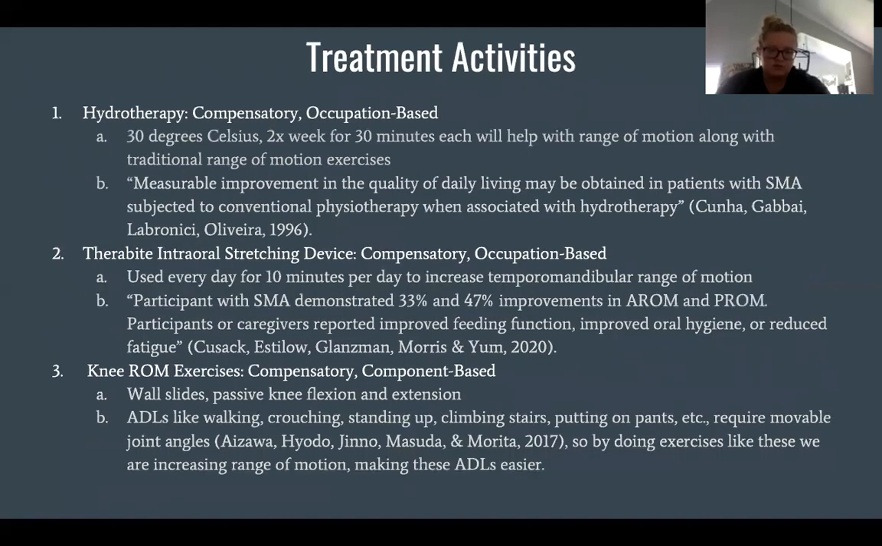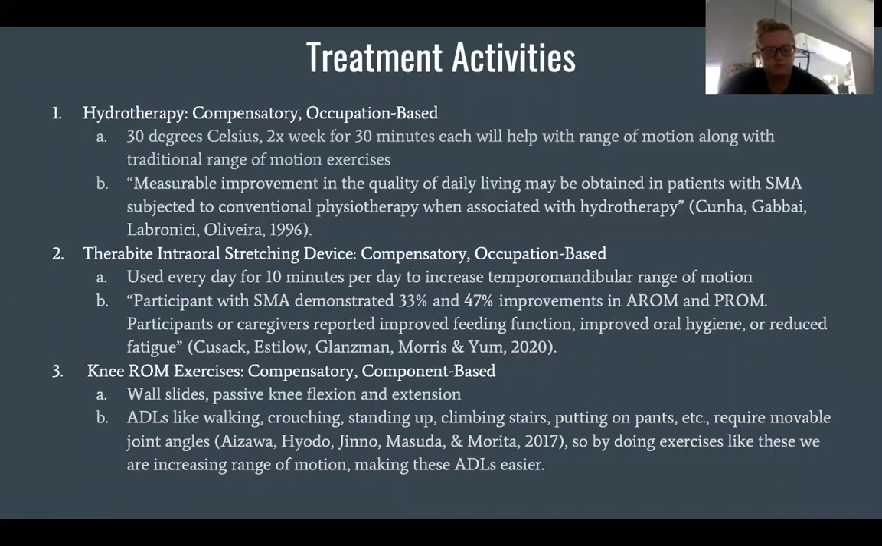So how are we going to achieve that therapy goal? When Greta and I were looking for different treatment activities, we found it was somewhat difficult to find some because, as this is a degenerative disease, we need to find compensatory treatment interventions. So we found a few articles. One of them was hydrotherapy. And so basically we immerse the child in 30 degrees Celsius water 2 times a week, 30 minutes each. And this is going to help with range of motion alongside the traditional range of motion exercises.